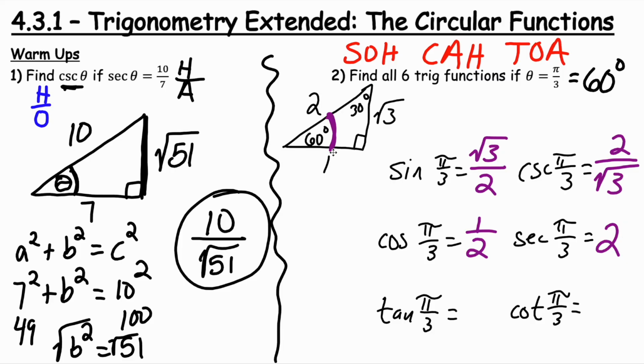And then tangent of 60 is opposite over adjacent. So square root of 3 over 1, which is just square root of 3. And then when I do the reciprocal, I get 1 over square root of 3, or adjacent over opposite. Same thing. All right, so I'm going to move through the notes here.